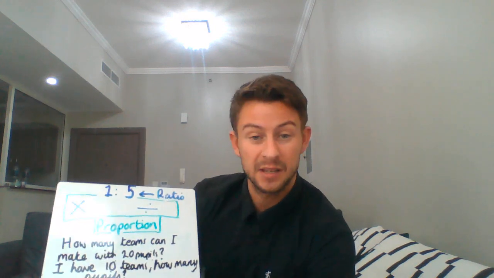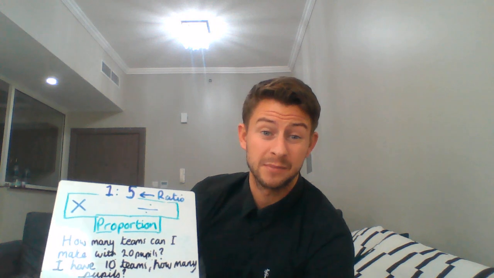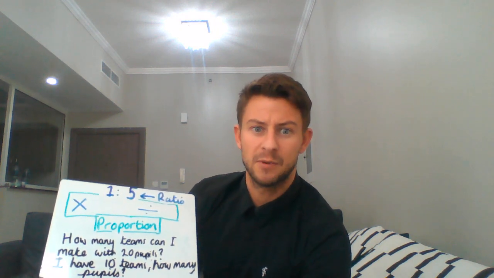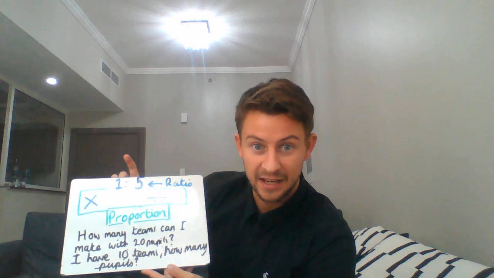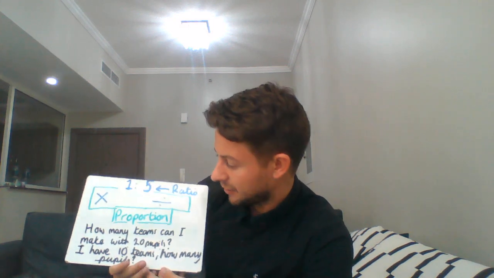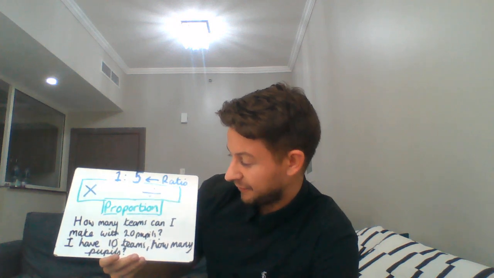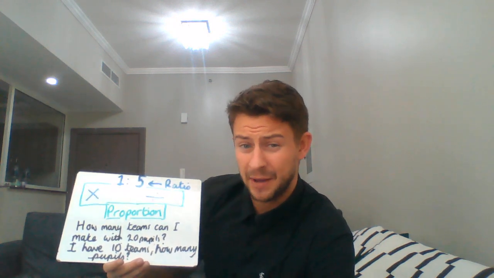So my answer for that question, how many teams can I make with 20 pupils? Well, I can make 4 teams, and we can test that out as well when we look at our ratio and proportion here. One team is 5 players, 2 teams would be 10, 3 would be 15, 4 would be 20. Yes, amazing.